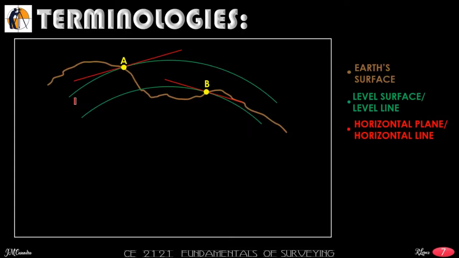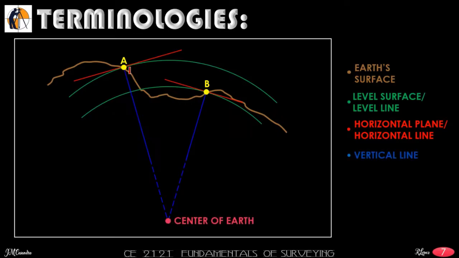The horizontal plane or the horizontal line is the line tangent to the level surface at point B, and it will be perpendicular to the line of gravity or your plumb line. So this is our vertical line. It is towards our center of Earth or center of our sphere. The horizontal plane and your horizontal line or vertical line will always be perpendicular to each other.